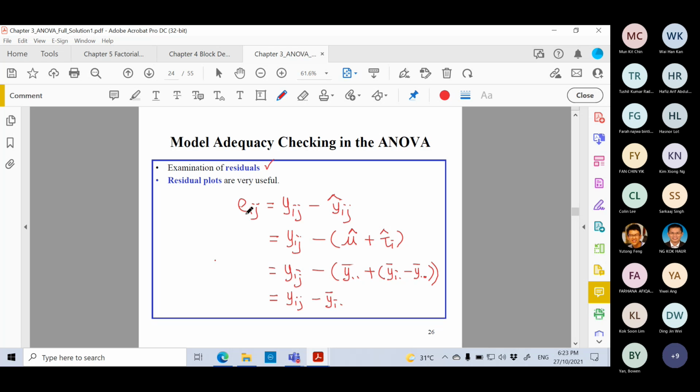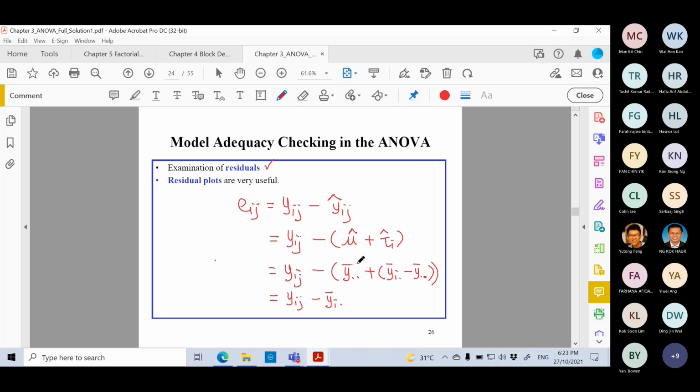So the residue will be obtained from your sample. Therefore, the fitted equation is mu hat plus tau i hat. The mu hat will equal the mean. You use the overall y bar double dot to estimate the overall mean. But how to get this formula, I do not discuss here.